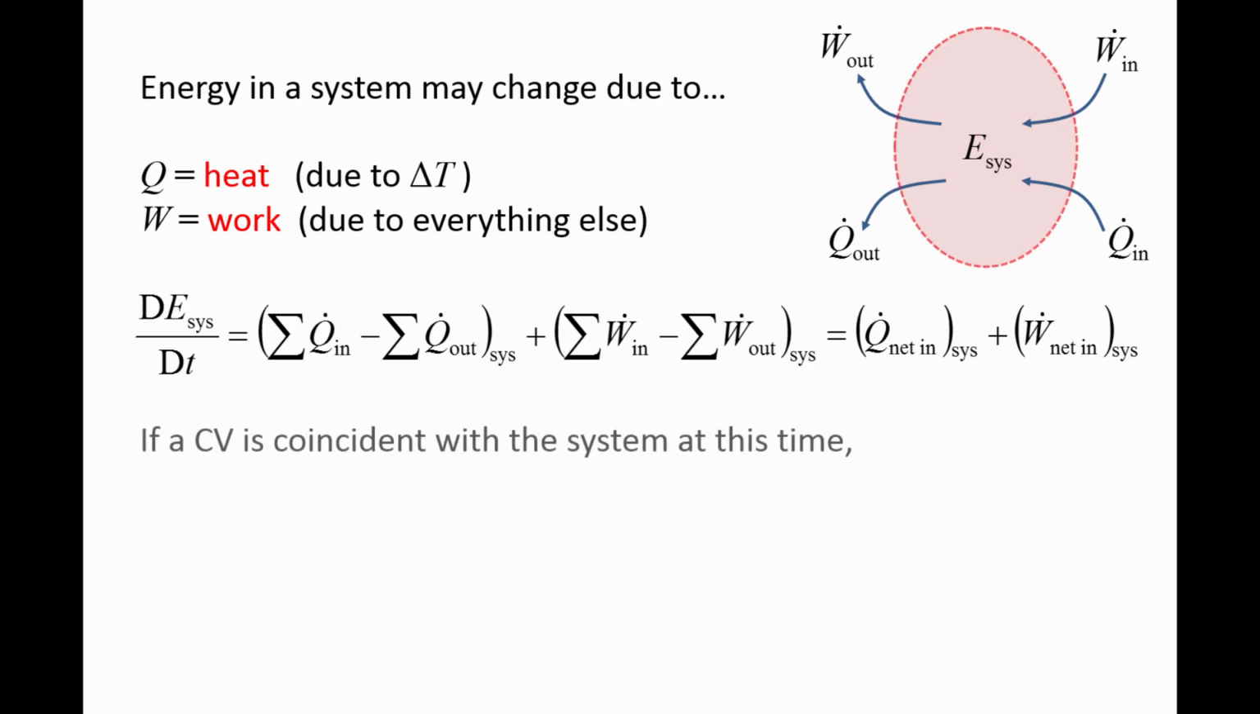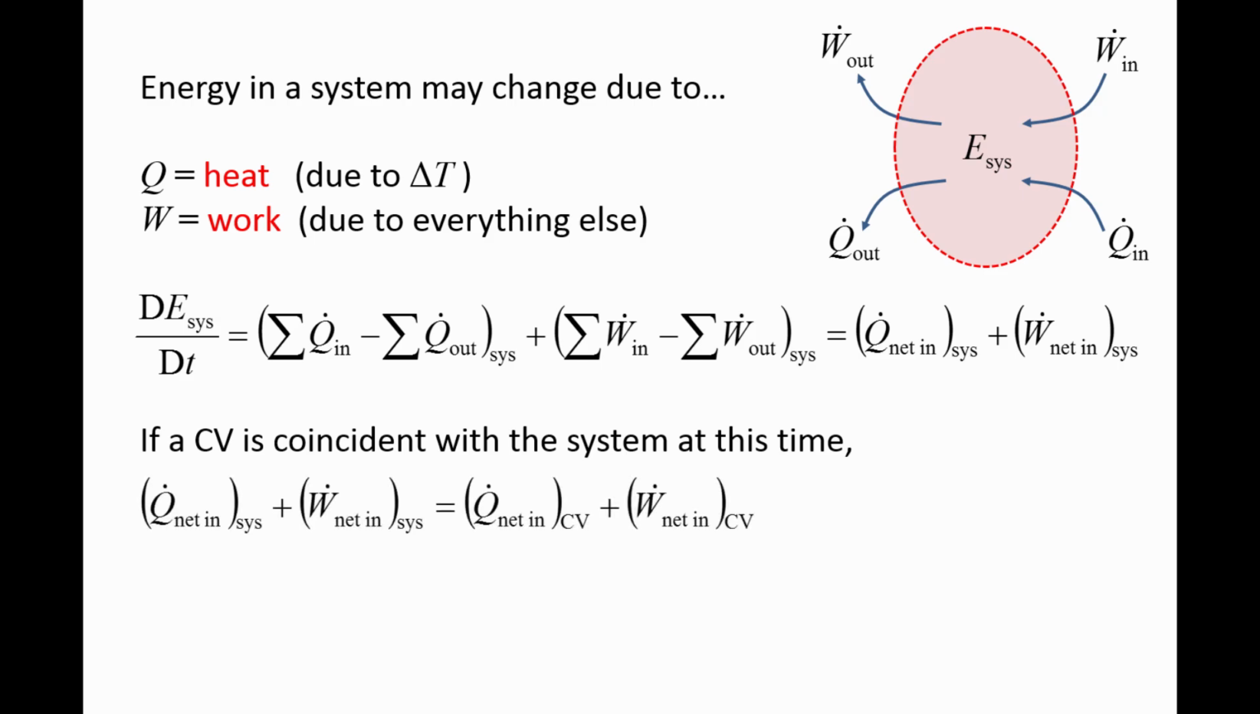Let's imagine a control surface, indicated by red dashed lines, surrounds the system at this moment in time. The control volume is contained inside of this control surface. At this time, the net rate of heat and work transfer into the system is equal to the net rate of heat and work transfer into the control volume because they occupy the same region of space.